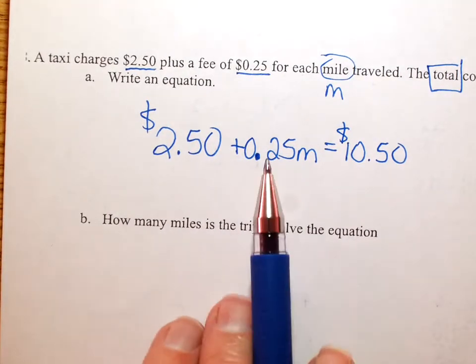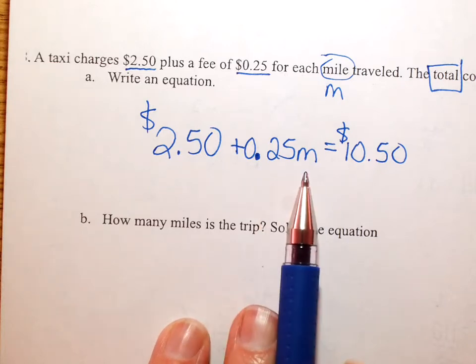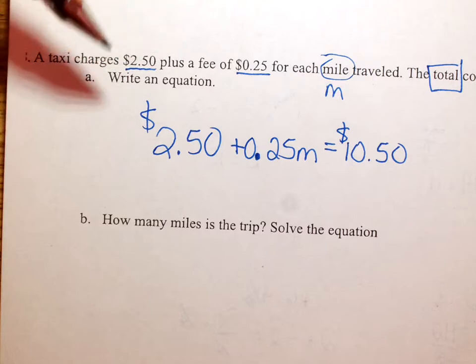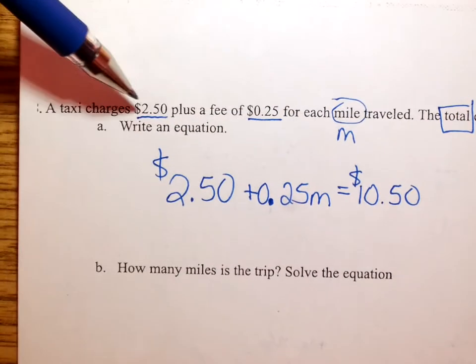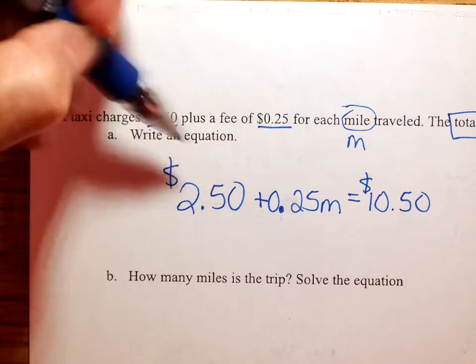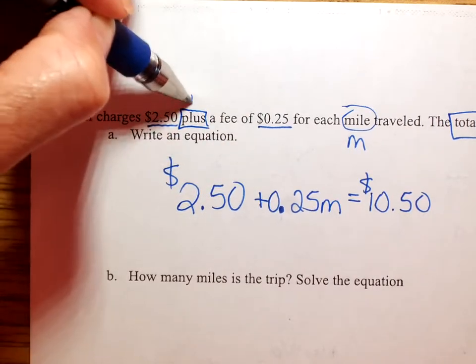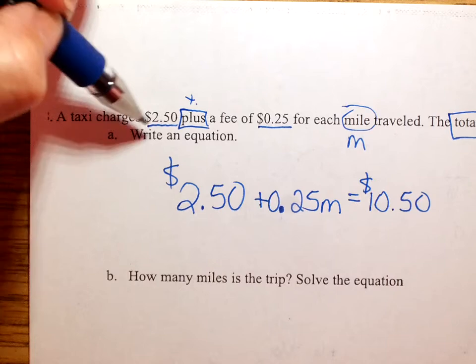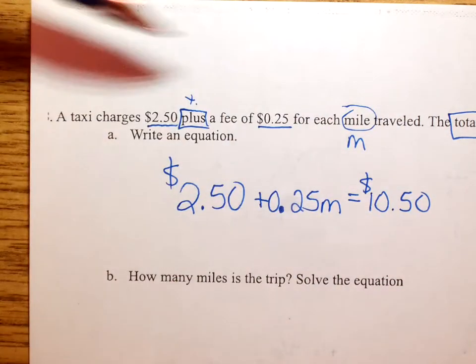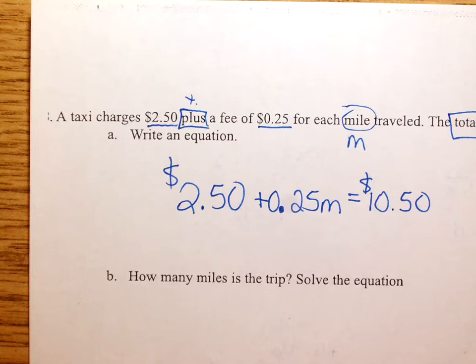Maybe you had 25 cents times n in the beginning, but you know that I really like to write it as I read it. So I came to this number first, 250 plus, plus. See, that lets me know I'm adding. Okay, you can write it down as you read it. You're going to have a similar problem to this, just with different numbers on the test.